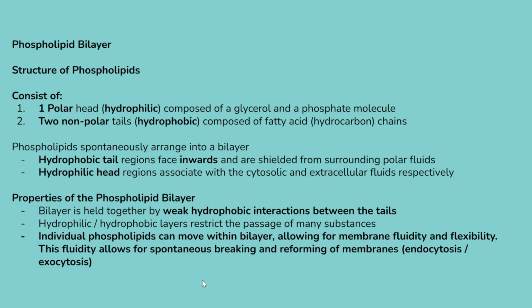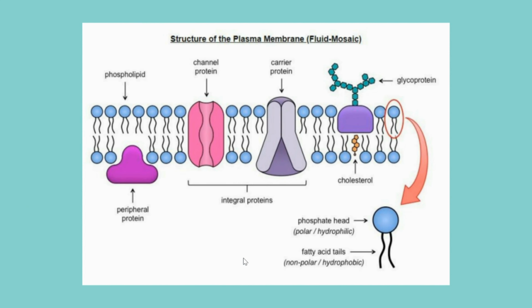Now, properties of the phospholipid bilayer. The bilayer is held together by weak hydrophobic interactions between the tails, as it makes sense because the tails themselves are hydrophobic, so there will be weak hydrophobic interactions as well. The hydrophilic and hydrophobic layers restrict the passage of many substances, and individual phospholipids can move within the bilayer, allowing membrane fluidity and flexibility. And this fluidity actually allows for spontaneous breaking and reforming of the membrane, as we will learn later in endocytosis and exocytosis in later units of the same chapter.